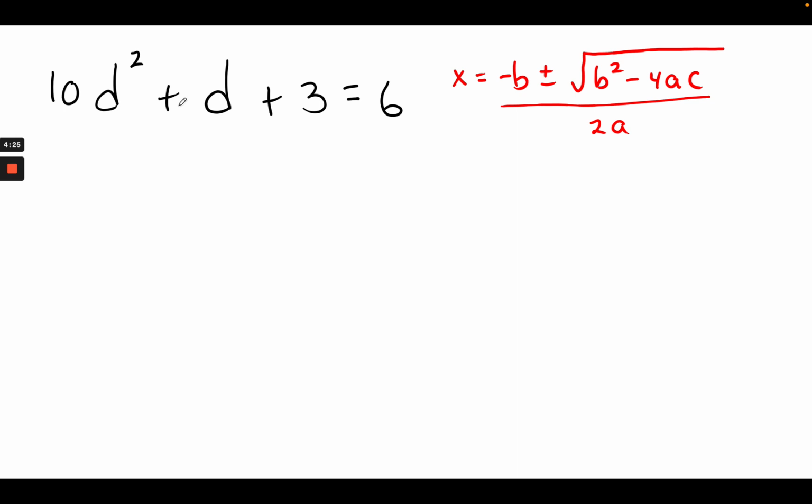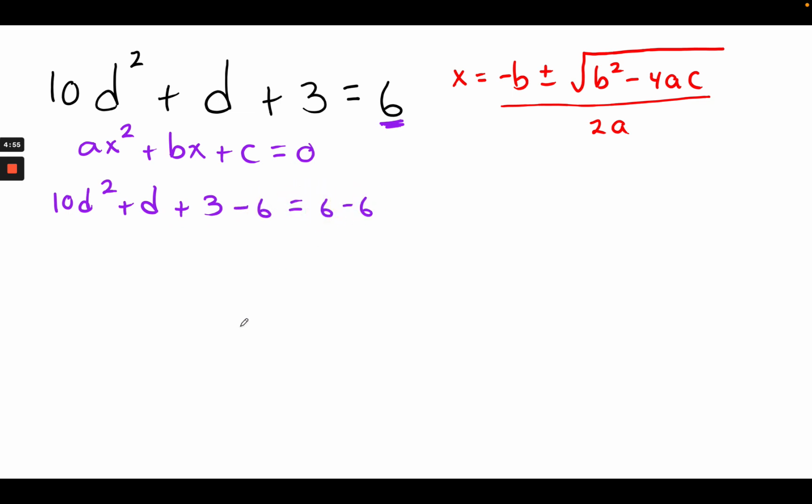Okay, now this one is a little unique because in order to use this formula, we have to be working in the standard form of our equation, which is supposed to be equal to 0. Well, this doesn't equal 0. So in order to make it equal 0, we are going to subtract 6 from both sides. And we'll get 10d squared plus d minus 3 equals 0. Now we can use the quadratic formula.